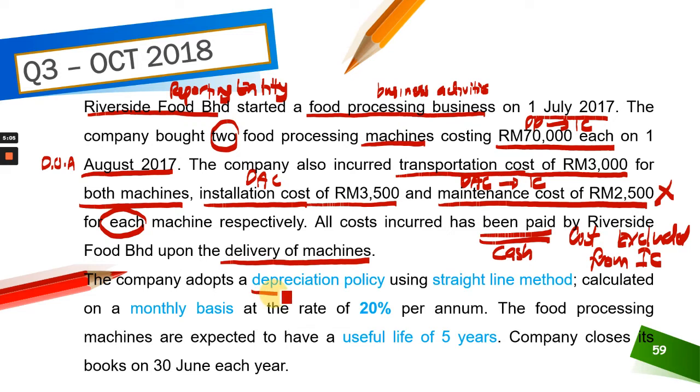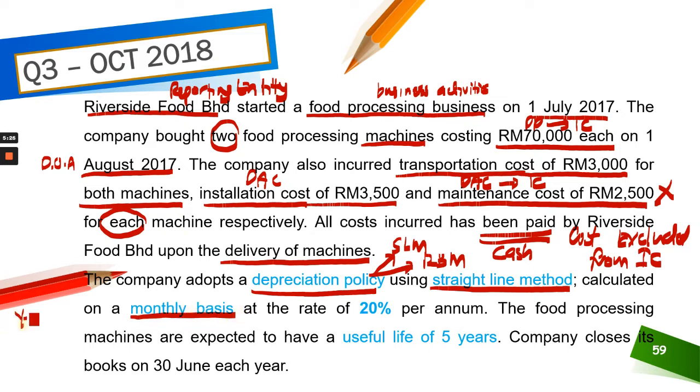The company adopts a depreciation policy. If you can still recall, there are two methods that we learned: one is straight line, another is the reducing balance method. This company adopts the straight line method, calculated on a monthly basis. There are two bases that you learned: one is yearly, another is monthly. So the method here is straight line, the basis is monthly, and the rate is 20% per annum.